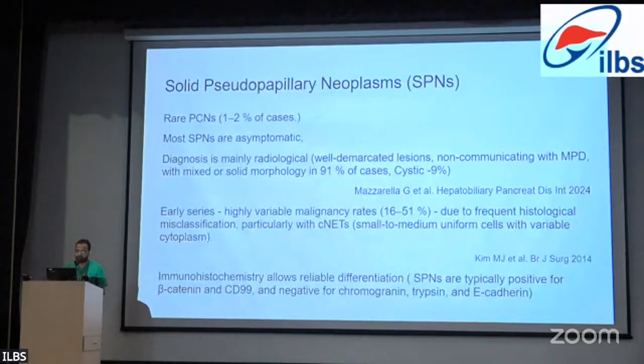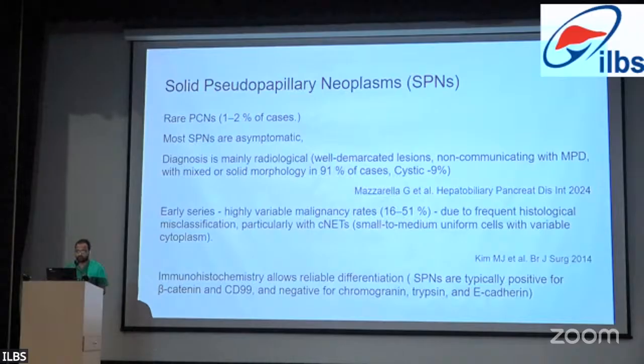Coming to solid pseudopapillary neoplasms, these are rare neoplasms, mostly asymptomatic. Diagnosis is made radiologically; these are well demarcated lesions, not communicating with the MPD, with mixed or solid morphology in 91% and cystic in 9% of the cases. Earlier, the malignancy rates were reported to be about 55-60%. This is due to misclassification, particularly with cystic neuroendocrine tumors, as they appear similar.